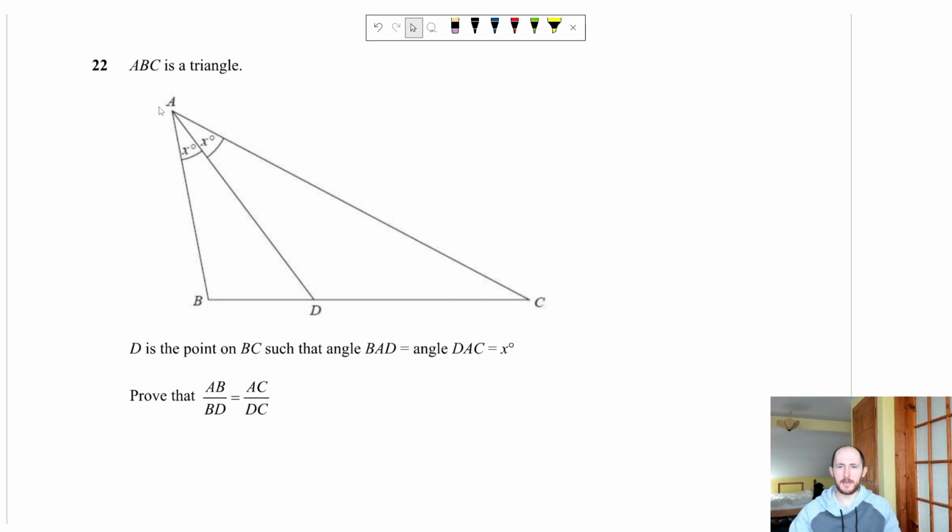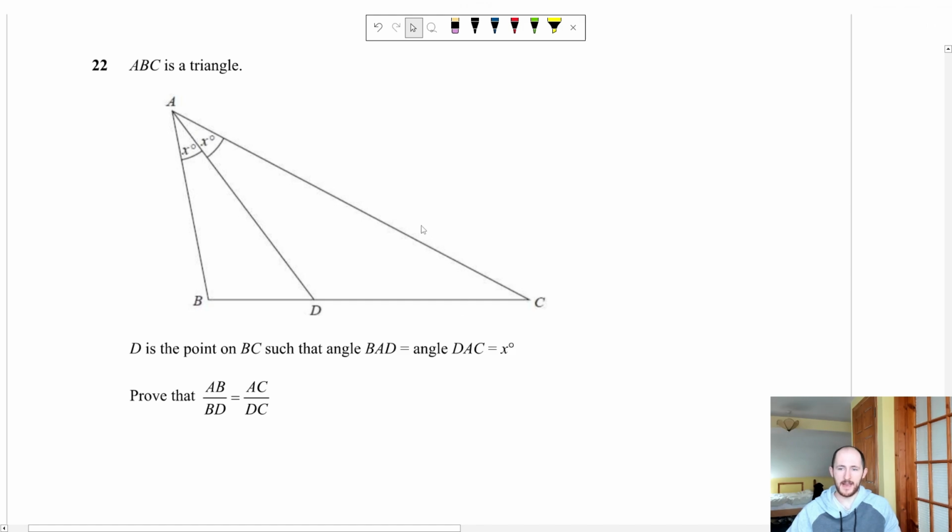We get given a big triangle ABC, and then it's broken up into 2 smaller triangles which have the same angle, which is interesting. And we have to prove that AB over BD, so the ratio between the sides, is the same as the ratio between the other sides of the other part of the triangle. So because we've got this like letter X, it means we've got to use the angle at some point. Now, what could I use the angle for? Well, I could do sine rule or cosine rule, but I don't really see how that's going to help me, right?